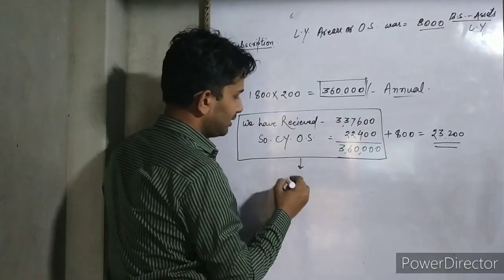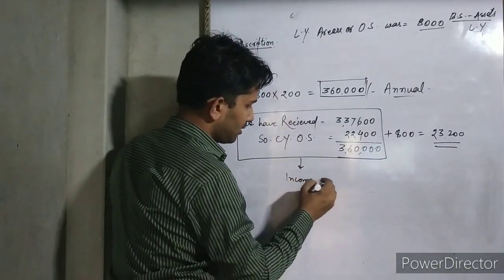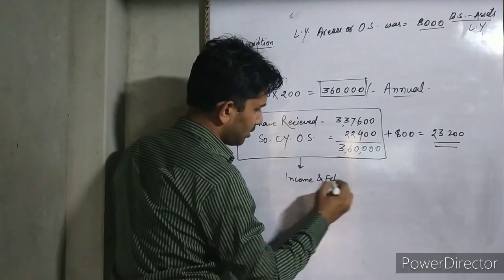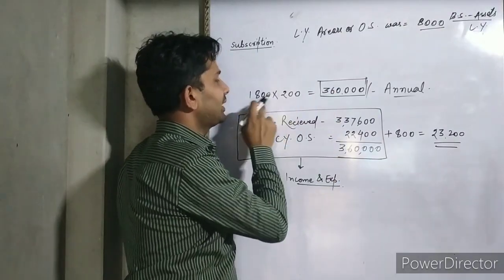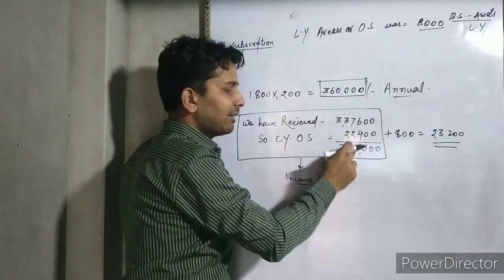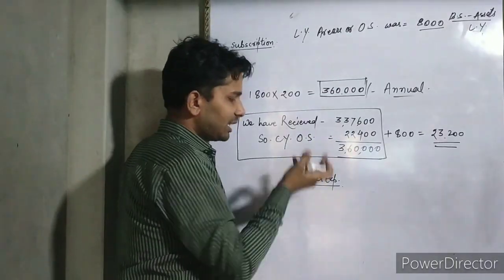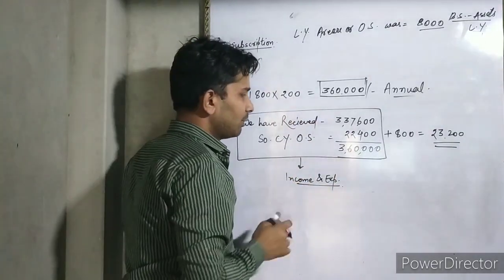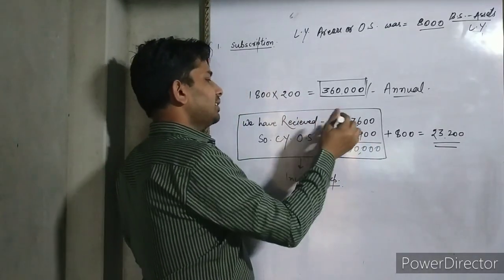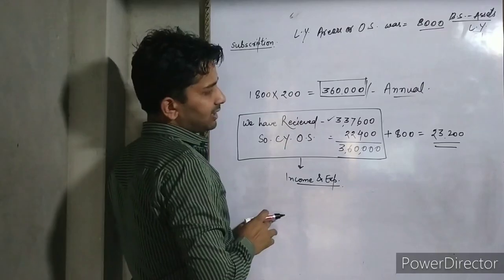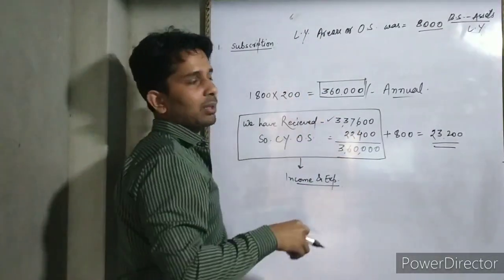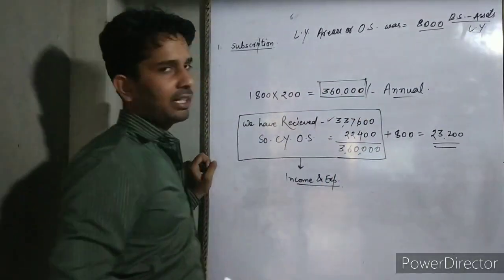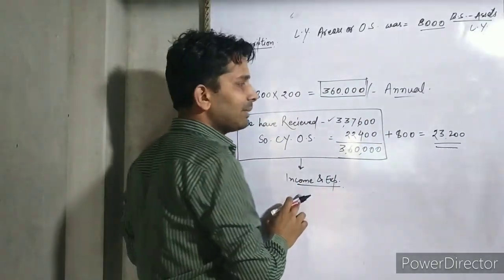That 800, okay. In income and expenditure, this will be the treatment. Income and expenditure is directly saying that members are 1,800 at the rate of 200. We have to receive 3,60,000. Okay, definitely we will receive 3,60,000. But for that 3,60,000, we already had 3,37,600. Only we have to receive 22,400 from the current year subscription. Okay, this is the outstanding of the current year. That will be in the income and expenditure account.